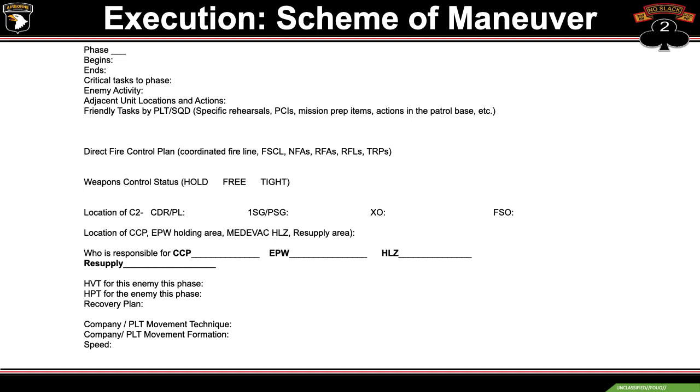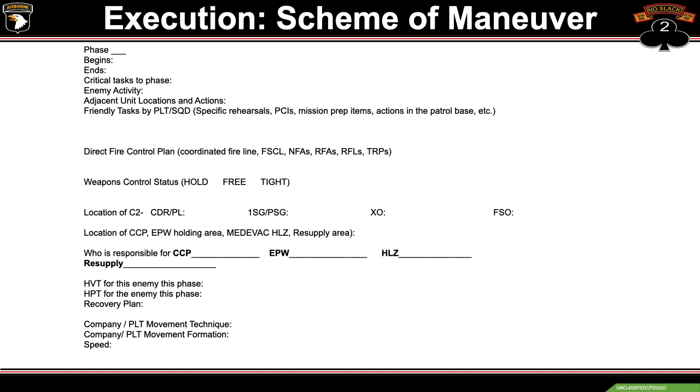So then here, this would be part of the scheme of maneuver. Now this goes into very grave detail. It would be about which phase, what it begins with, ends with, the critical task. What is the enemy doing during this phase while we are executing this phase? What's the enemy doing? Where are the adjacent units? What are they doing? And then what our friendly tasks are for the platoons, the squads. What are they doing in their patrol base? What are they doing in movement with rehearsals?